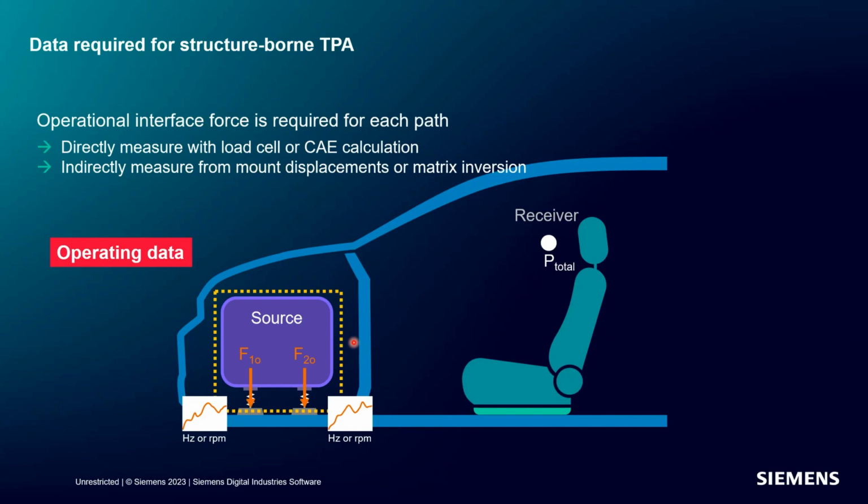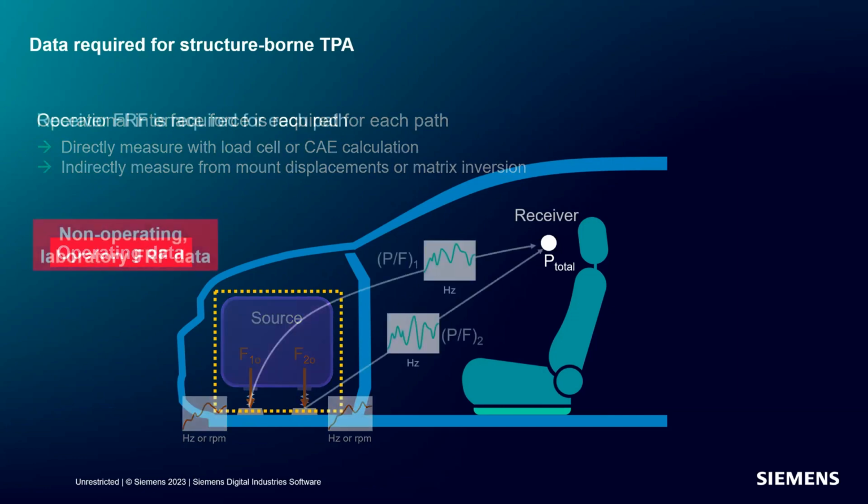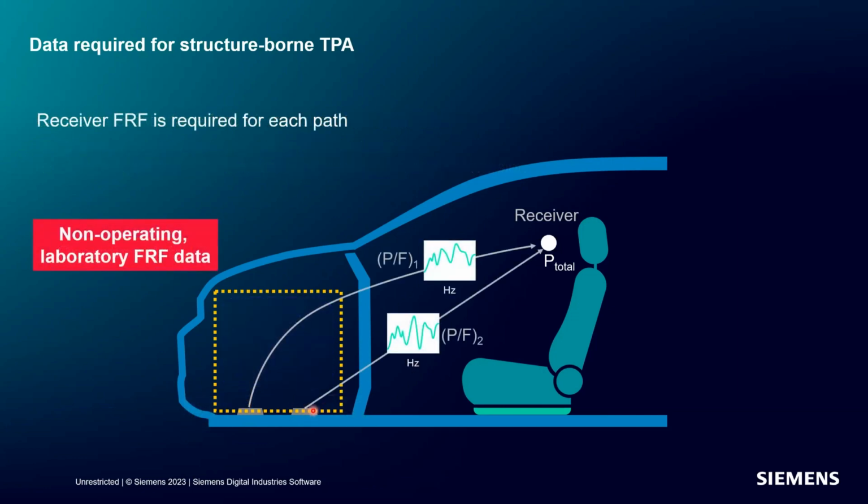You can make one cut that separates the source from the structure. And as you make that cut, it will designate which paths are available to analyze. So in this case, we have two paths, force 1, force 2. We need the operational forces to characterize the source. And then we would need the FRFs from the attachment locations of the source to the operator ear to characterize the structure. In this case, it's a pressure over force FRF.